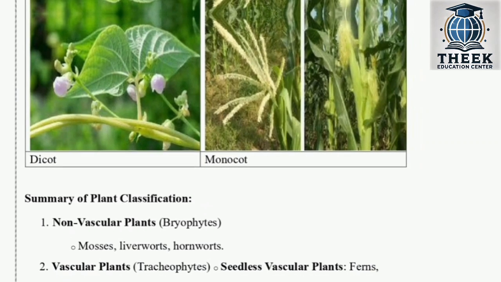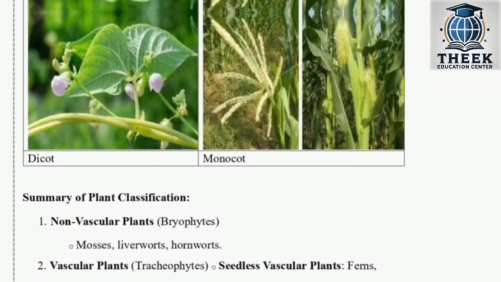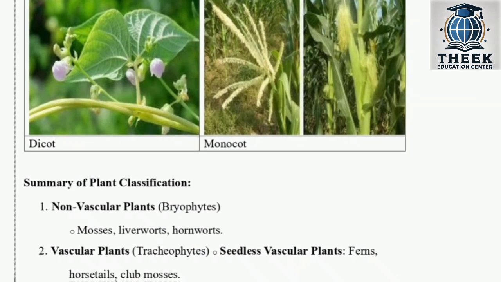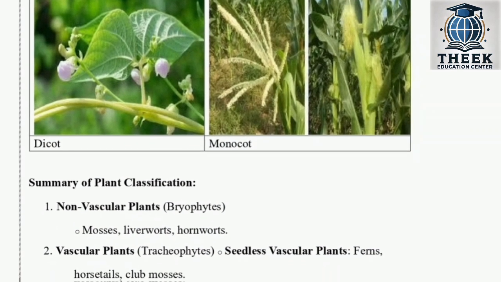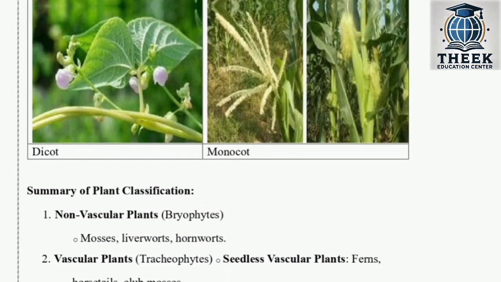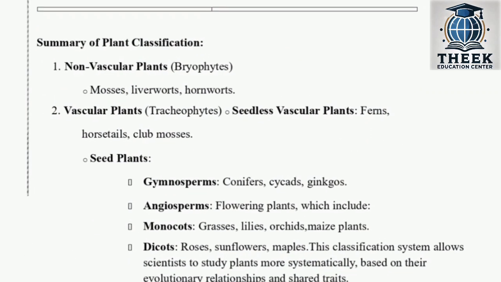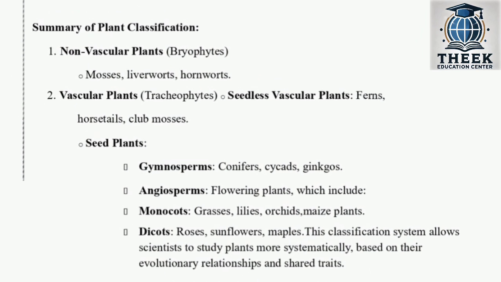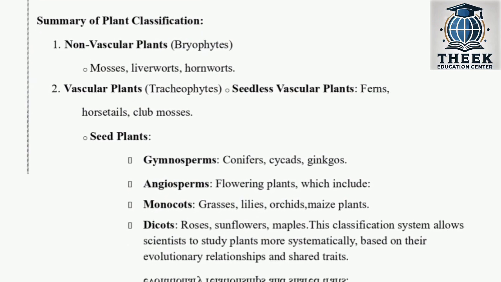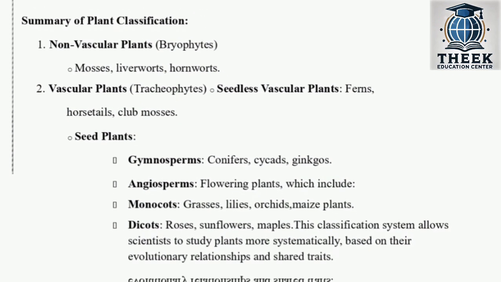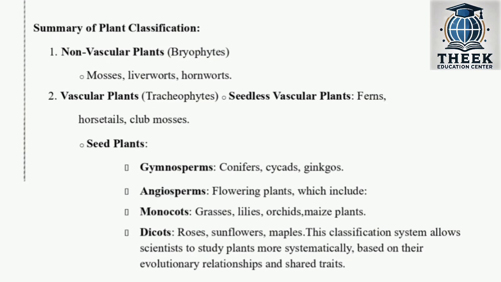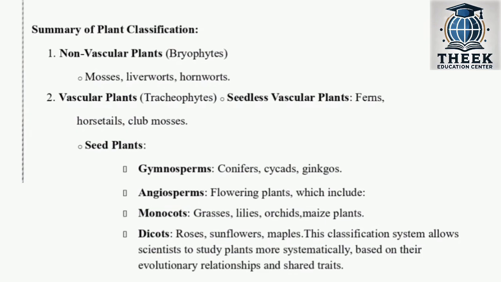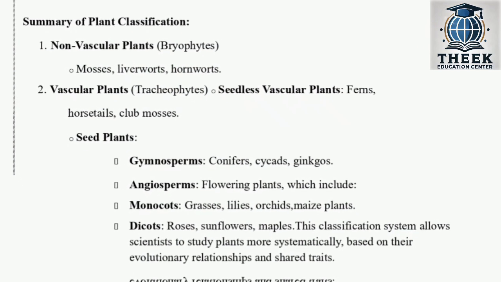Now, how can you summarize this? In classification of plants, plants are classified into a kingdom, that is kingdom Plantae. These plants are further sub-classified into divisions. You have 3 major divisions: the Bryophytes, the Pteridophytes, and the Spermophytes. The Bryophytes are non-vascular plants.